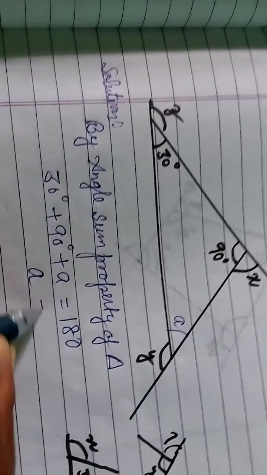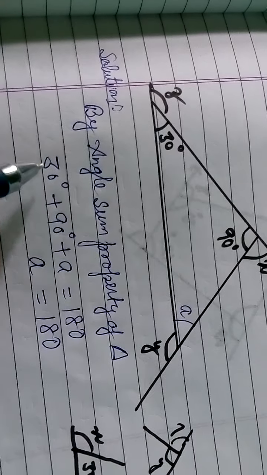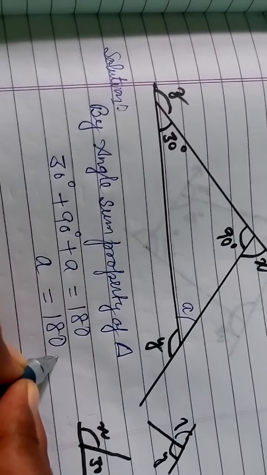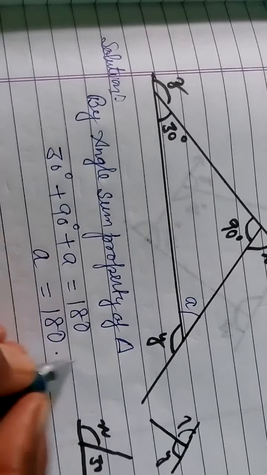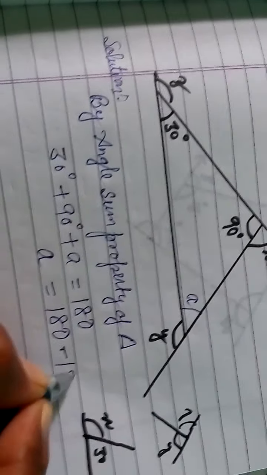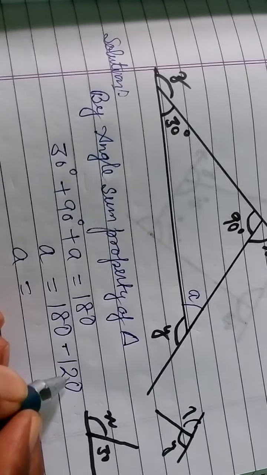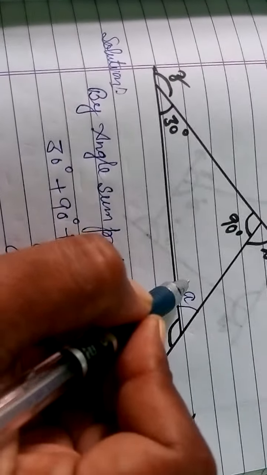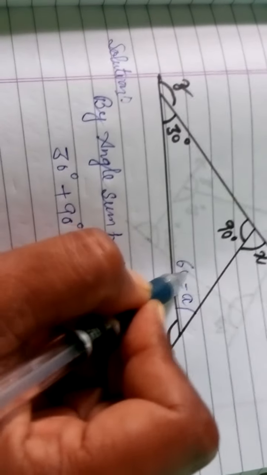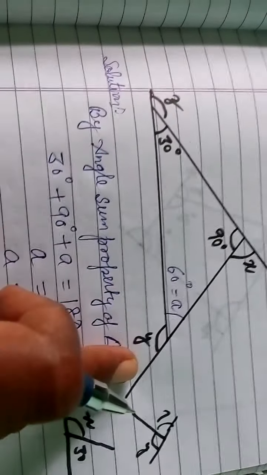So that I can get the value of A here. So A will be equal to 180, add these 90 plus 30, that will be 120. When this goes to that side it gets subtracted, and A is equal to 180 minus 120, that will be 60 degrees. So I got the value of A, which is 60 degrees. Now I have to find the values of X, Y and Z.